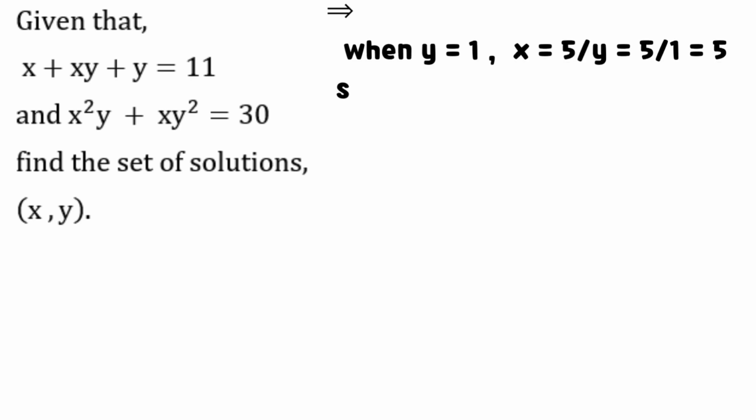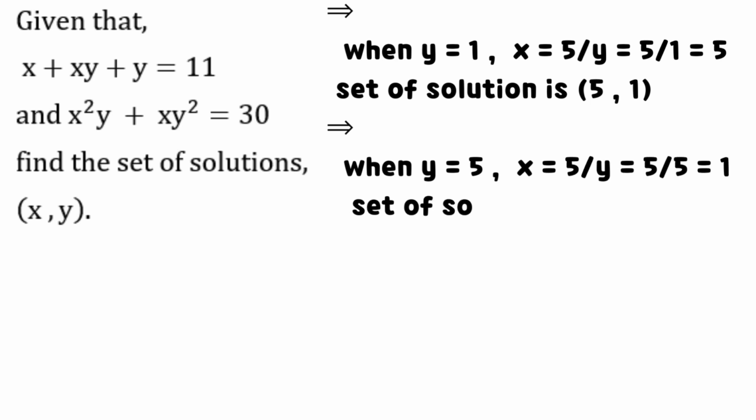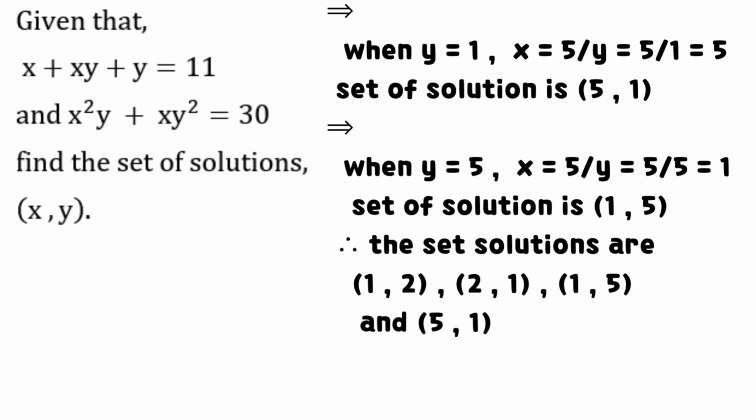It implies that when y equals 1, x equals 5 divided by y, which equals 5. Set of solution is 5, 1. Also, when y equals 5, x equals 5 divided by y, which equals 1. Set of solution is 1, 5. Therefore, the set of solutions x and y are 1, 2 and 2, 1. Also, 1, 5 and 5, 1.